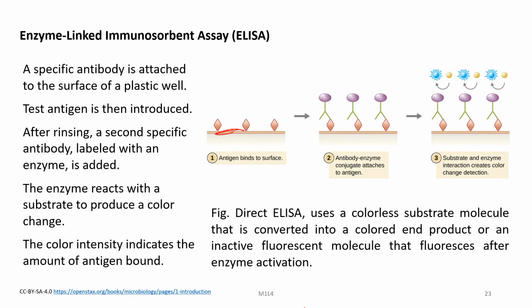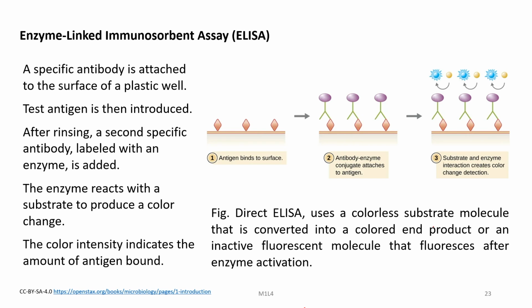Anyway, in between there will be a blocking step to block these empty spaces with molecules called, say, bovine serum albumin, so that there are no false negative tests coming out of this analysis. After rinsing, a second specific antibody labeled with an enzyme is added. Here, the enzyme reacts with a substrate to produce a color change. As you can see over here, the color intensity indicates the amount of antigen that is bound. So, this is direct ELISA.